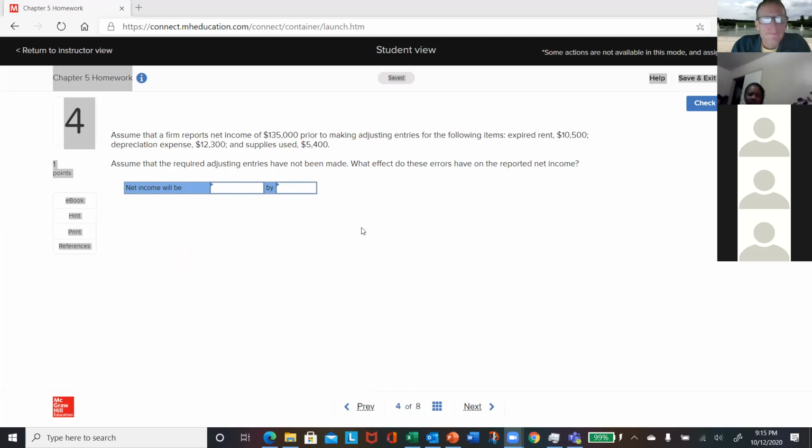Income is overstated. Some would be overstated. By how much? You'd have to add them up, right? 10,500, 12,300, and 5,400, right? So if I added these up, I came up with 28,200. I don't know if you guys get that, but Daniel, you would say net income would be what? I got overstated by 28,100? 28,001? Let me check my math.